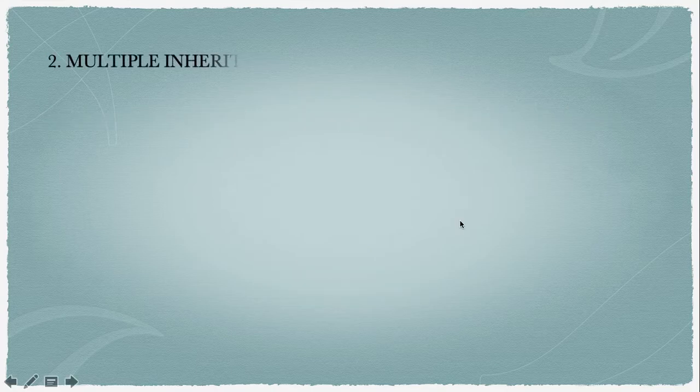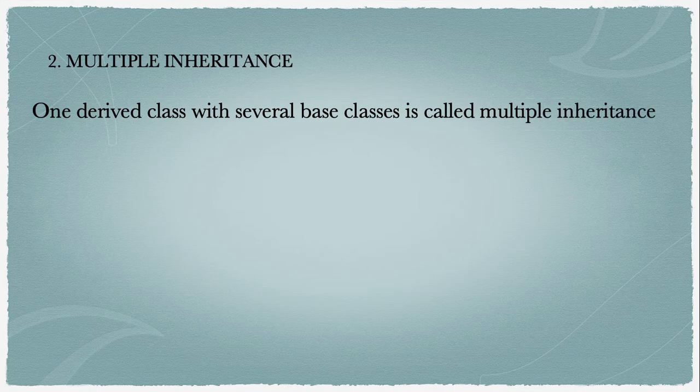Next, the second one, multiple inheritance. That means if one derived class is derived from several base classes, it is called multiple inheritance.